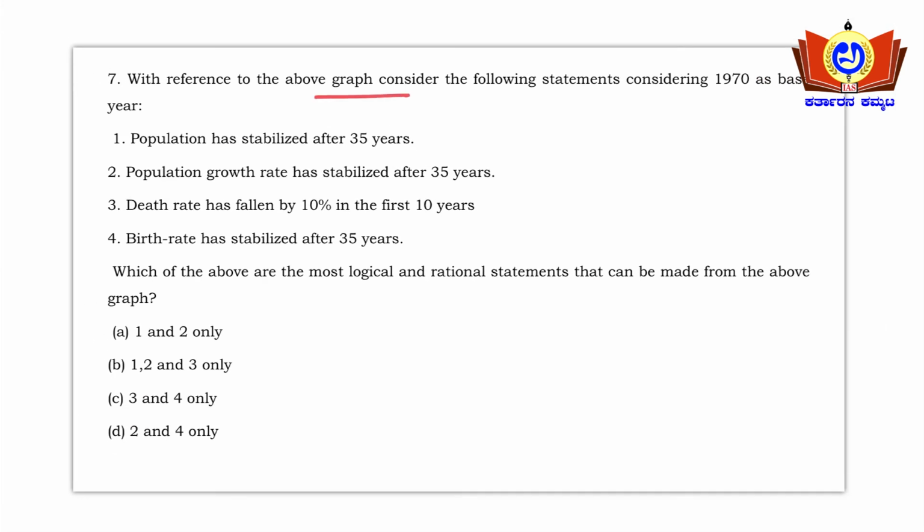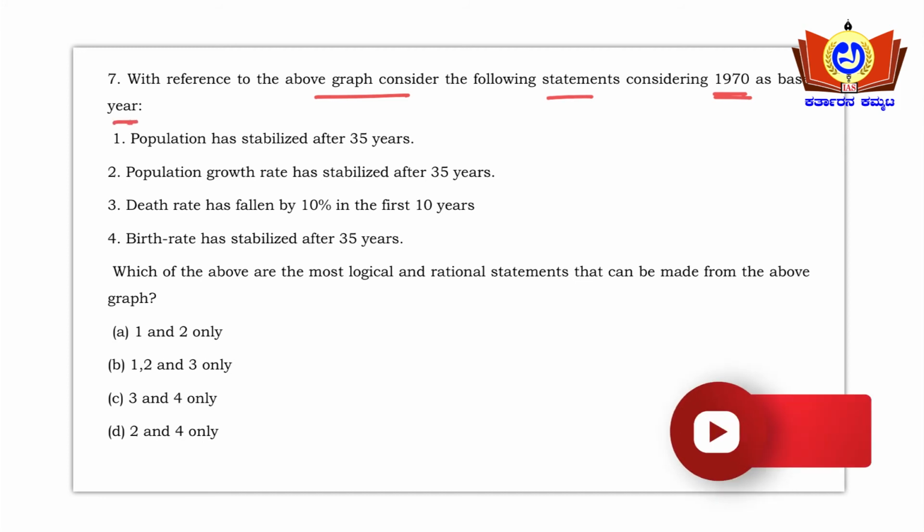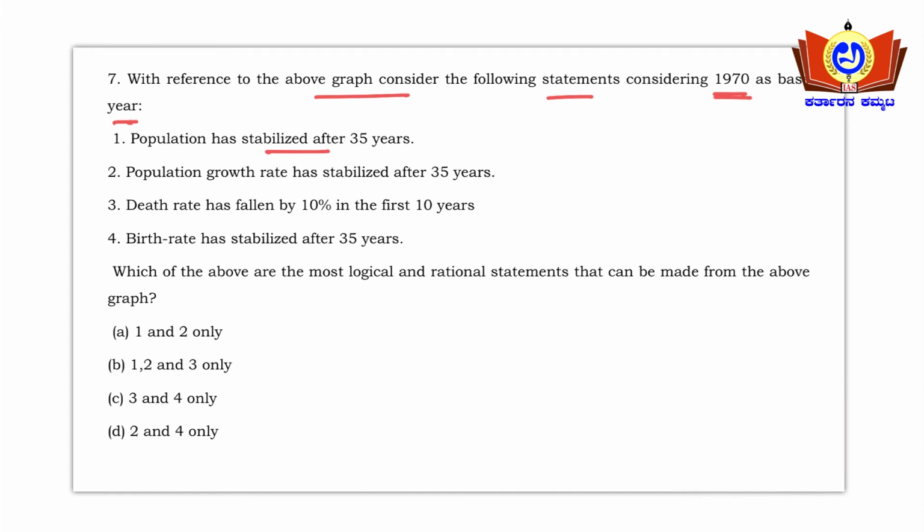With reference to the above graph, consider the following statements considering 1970 as the base year. Option 1 is population has been stabilized after 35 years. See, kindly look into the graph, my dear friends. So this is wrong here. See here, friends, population has been given here. So option 1 is wrong here.